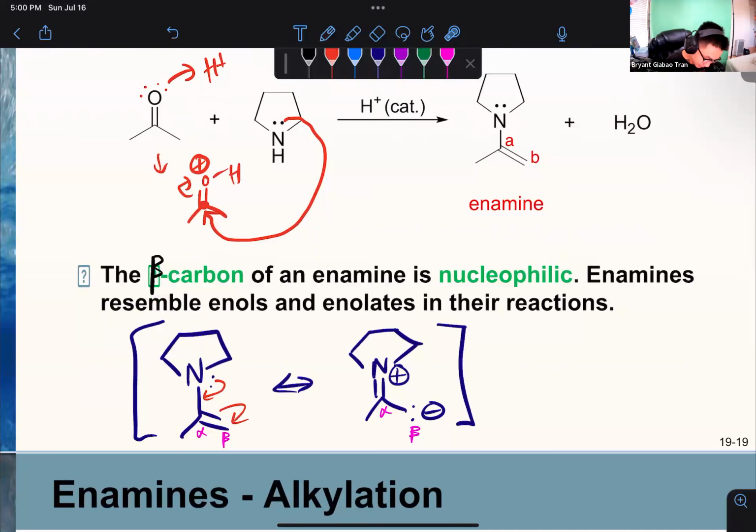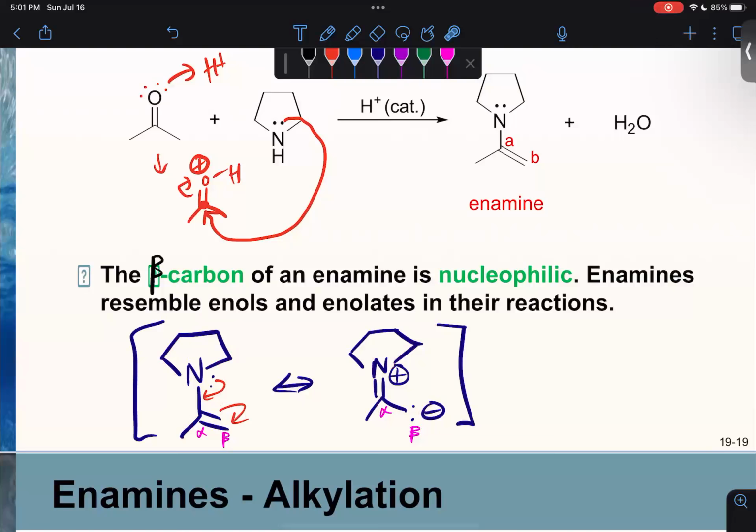And so the reason why I drew this resonance form is because I'm explaining why this carbon here, the beta carbon, is the nucleophile, because this resonance form is the less stable one, which makes it the more reactive one. And since it's more reactive, this is the nucleophile. Since this one is more stable, it's less reactive, which would not be the nucleophile. Got it.